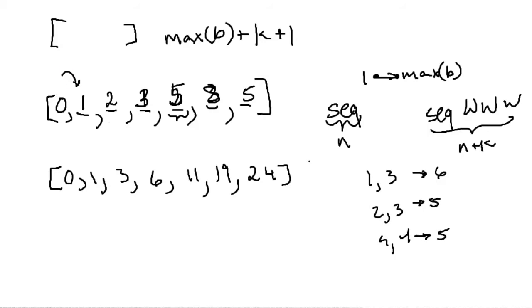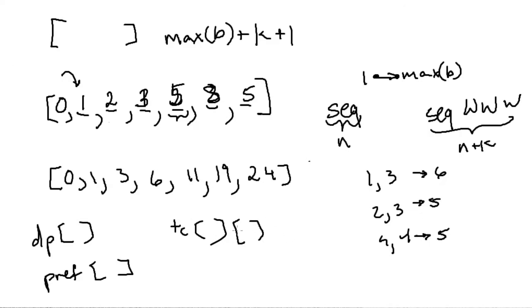Some things that we'll need: obviously we'll need a DP array, we're going to need a prefix array, and we're going to need our test cases array. Once we initialize this entire thing, it's O(n) time, and then we process the test cases, so it's O(t), the number of test cases. This test cases array just stores all the test cases, so it's an array of arrays, of size t by 2.